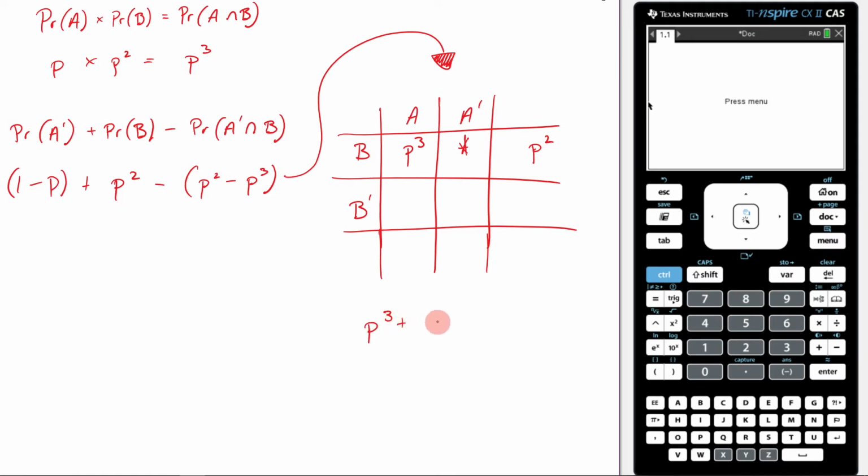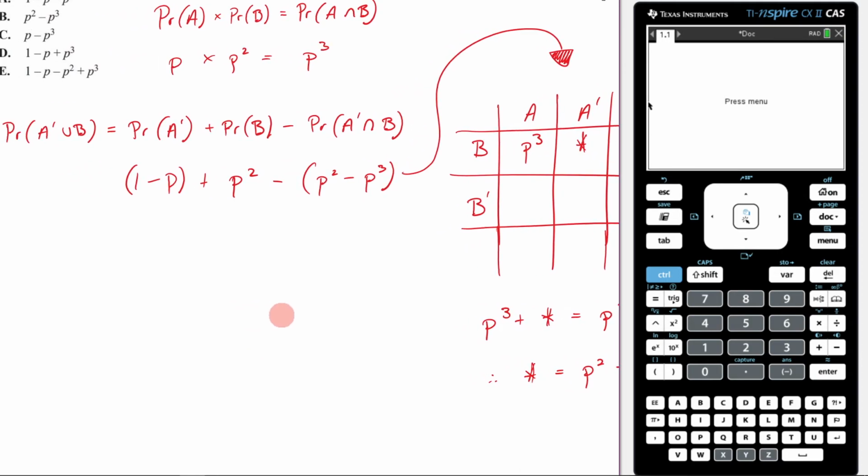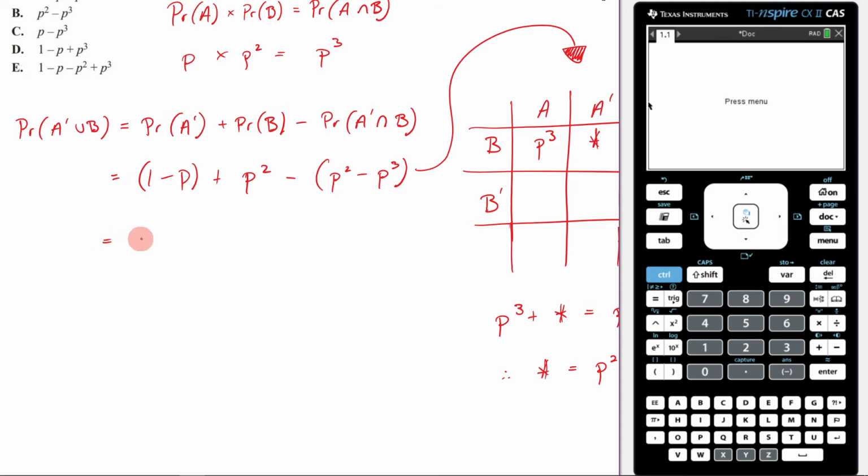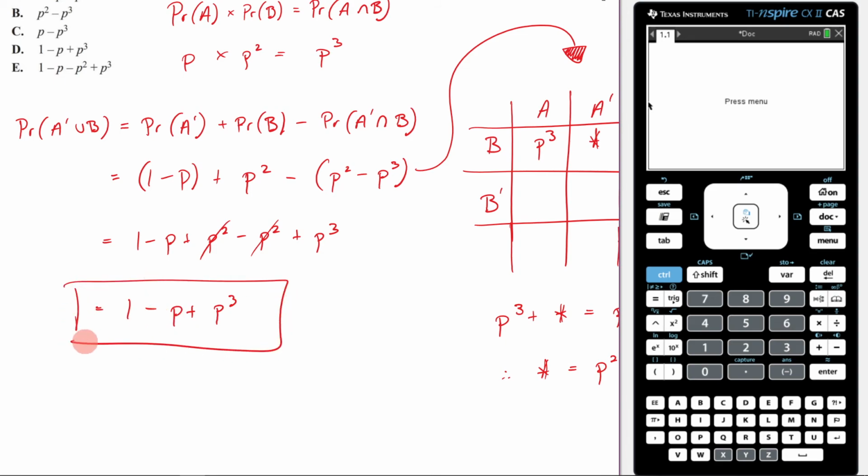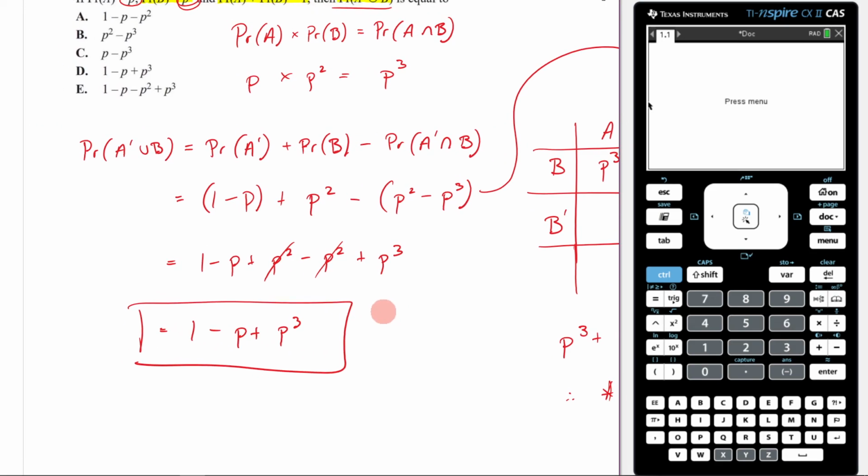P cubed plus something is equal to P squared. Therefore, the something is equal to P squared minus P cubed. Okay, then we can come over here, and now we're just kind of finishing this off. 1 minus P plus P squared minus P squared plus P cubed. All right, what's going to cancel here? Well, this will cancel with that, which will leave me with 1 minus P plus P cubed. That right there is going to be my final answer, which is what? That's D, 1 minus P plus P cubed.